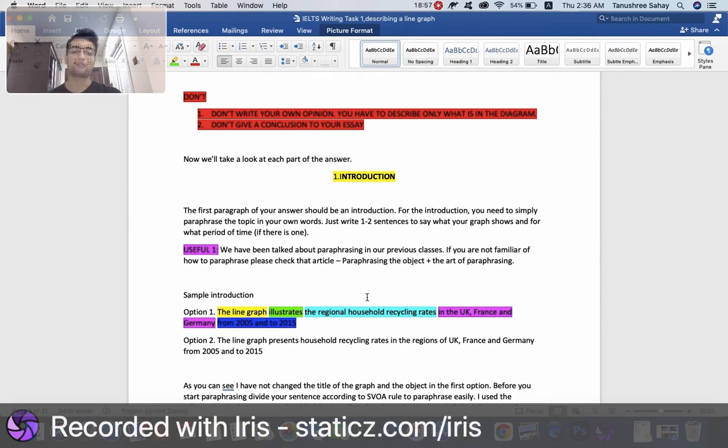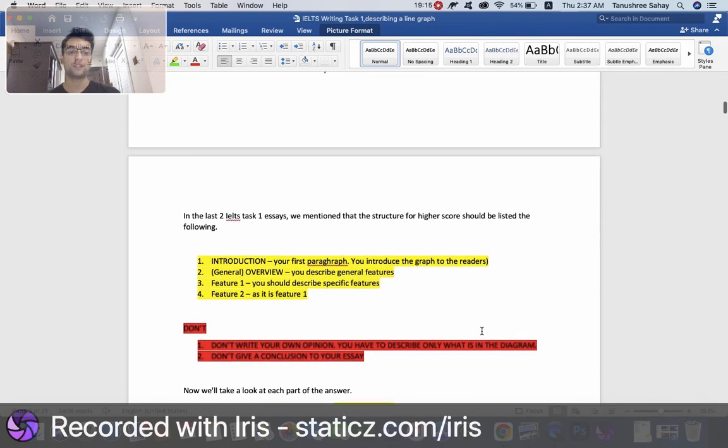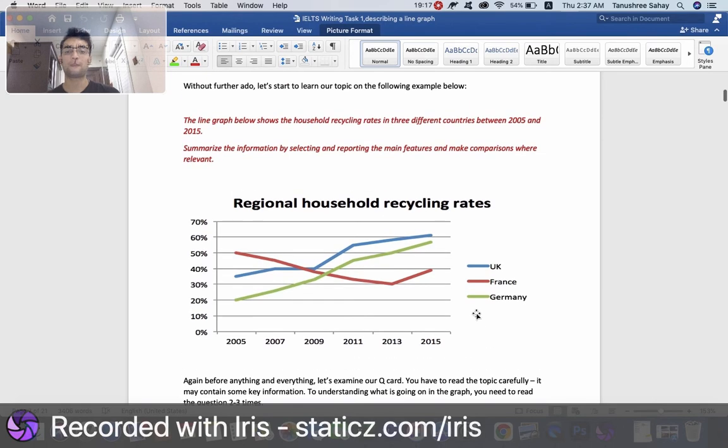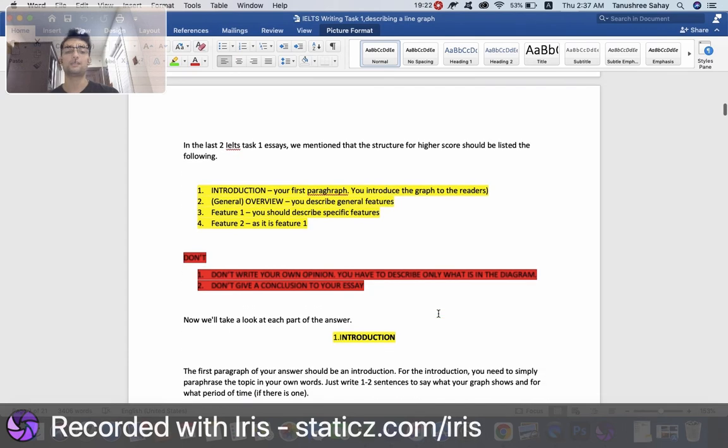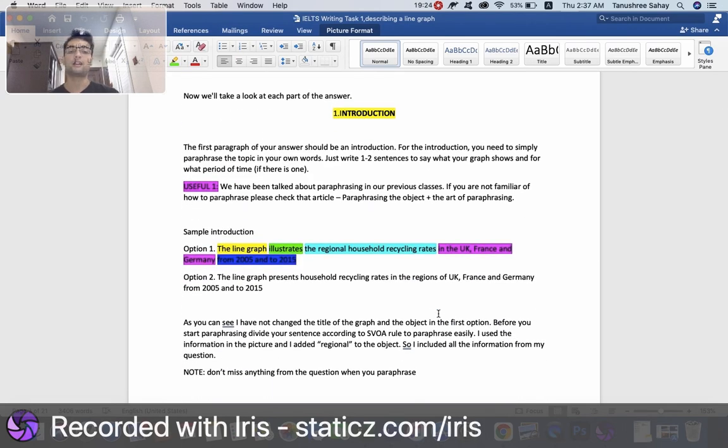It doesn't mean that you have to paraphrase everything that you see in your question. And here, instead of saying in 3 different countries, I chose to write the names of the countries like this: in the UK, France, and Germany from 2005 to 2015. Actually, it's the same in here. It says between 2005 and 2015. I did a little bit of change by writing from 2005 to 2015.